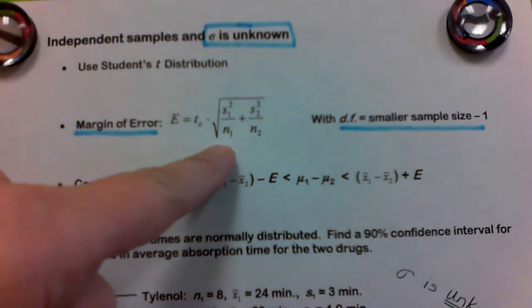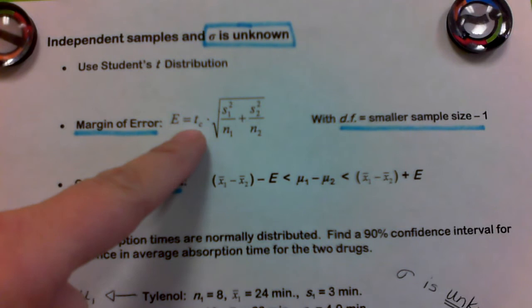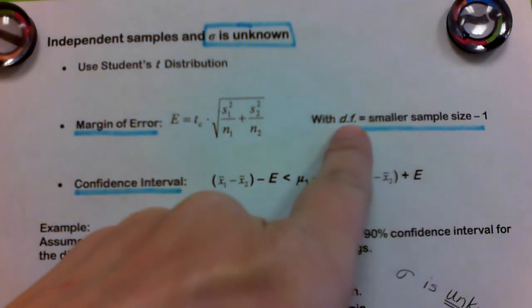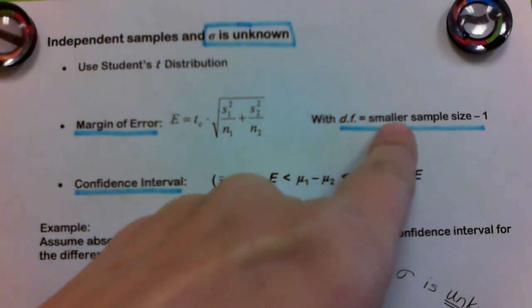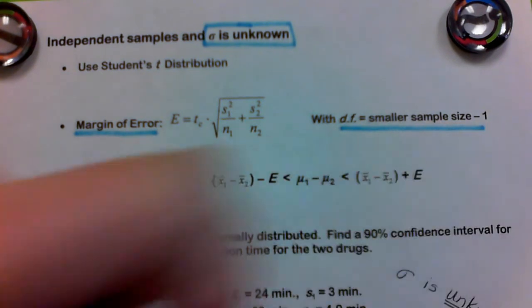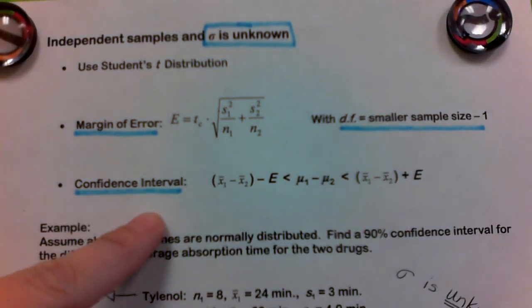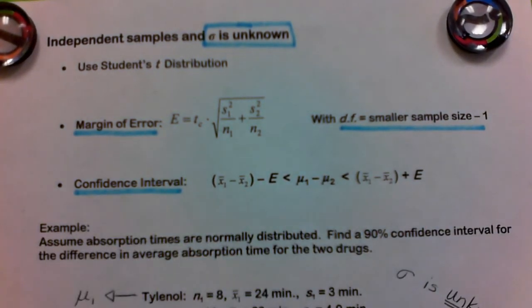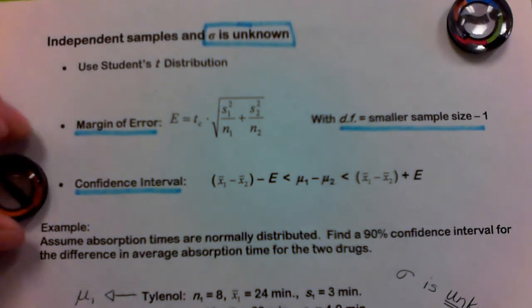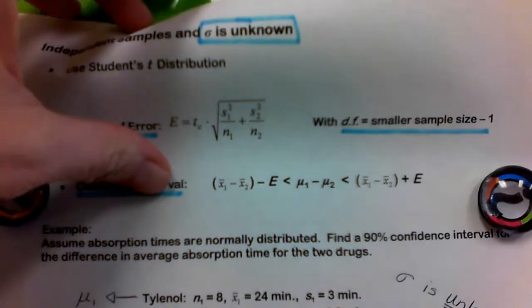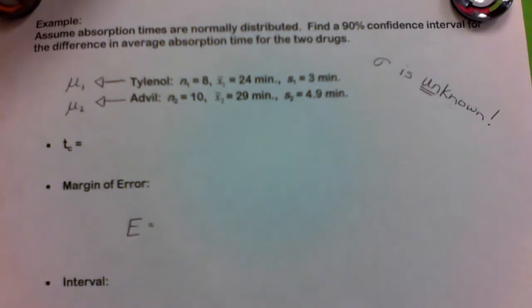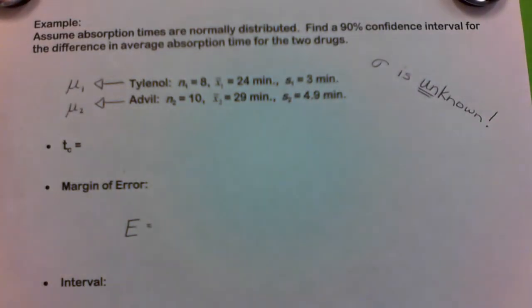Now we have two sample sizes, so on our student's T distribution, we have to have a DF. We'll always use the smaller sample size, minus 1. And then the confidence interval is calculated the exact same way as we did the last problem. So the only difference is your student's t-distribution instead of the z-table. So let's look at this example, and that will complete this section.